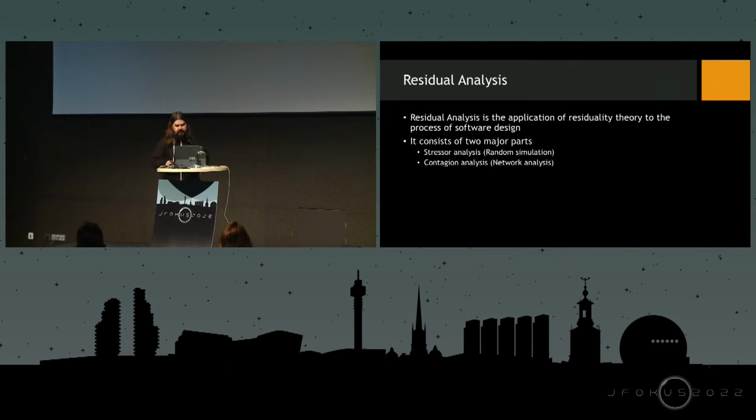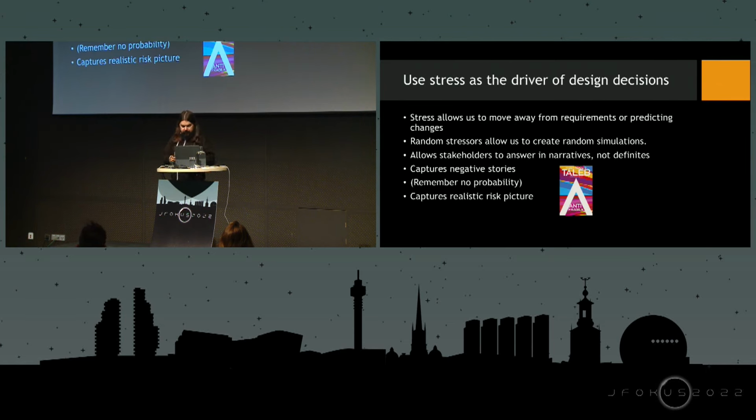One is stressor analysis, and the other, which is a random simulation, and the other is contagion analysis, where we don't want stress to spread through our residues and destroy the whole architecture. We want to compress them, but preserve their ability to meet different attractors. And what we're actually doing is we're using stress to drive our design decisions.